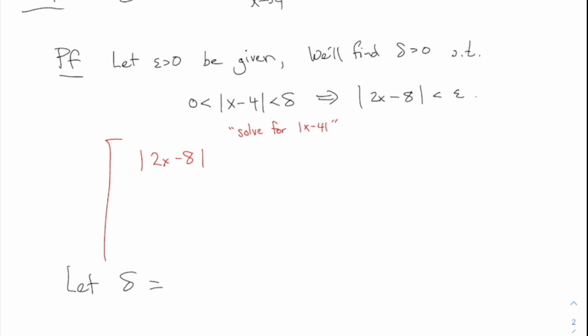Anybody see how to do that? In this case, it's not so hard. Yeah, factor out a 2 here. So I can pull 2 out of the absolute values. Is it legal to pull it all the way out of the absolute values? Yeah, it is, because it's positive. Then what remains is x minus 4. All right. So I solved for x minus 4. Now I'll say something like, I want 2 times absolute value x minus 4 to be less than epsilon, right? Because I want absolute value 2x minus 8 to be less than epsilon.